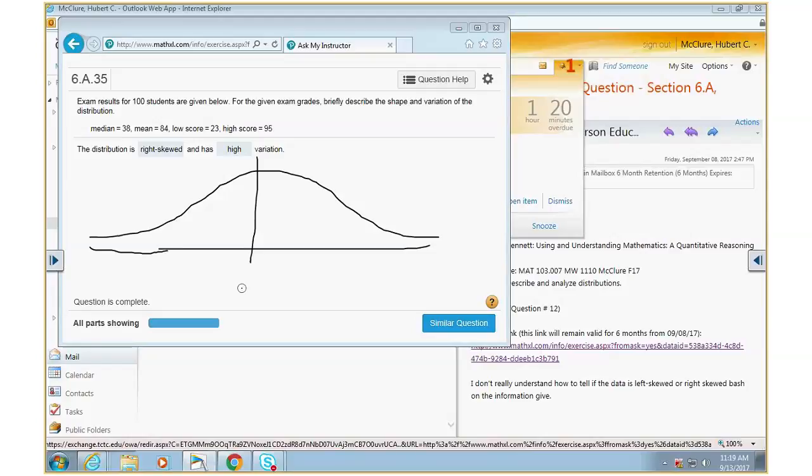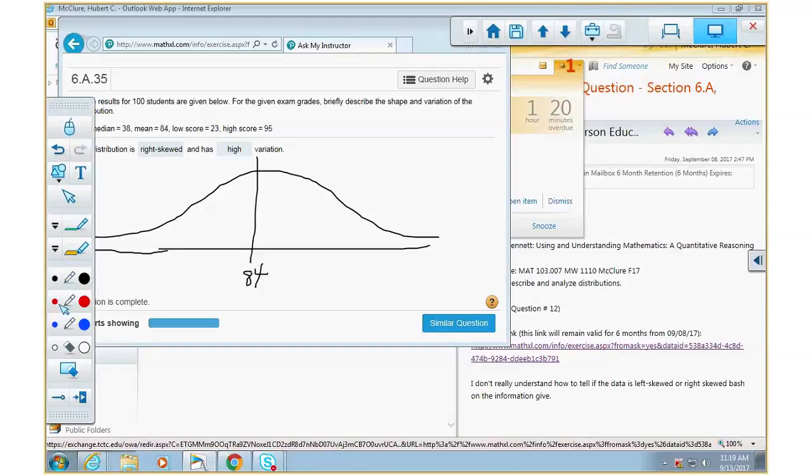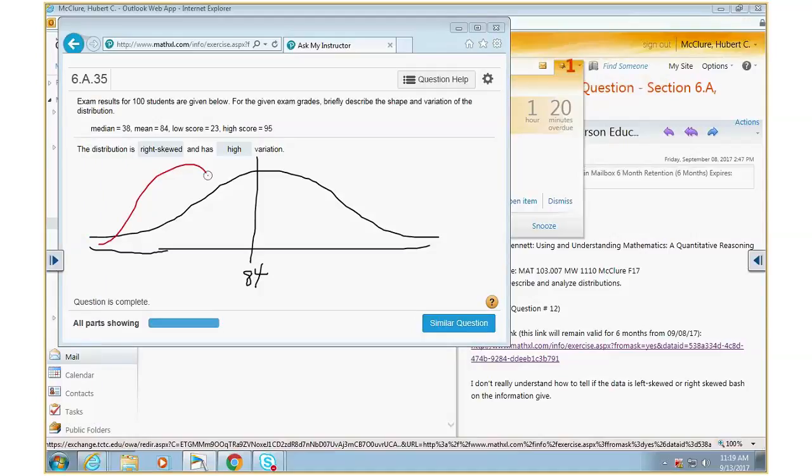Mean is 84. They don't have a standard deviation. I'm looking for a standard deviation. No standard deviation. They say that it's right skewed. That means all the data is on the left. So I'm going to take my handy dandy red marker and draw a skewed right picture right there.